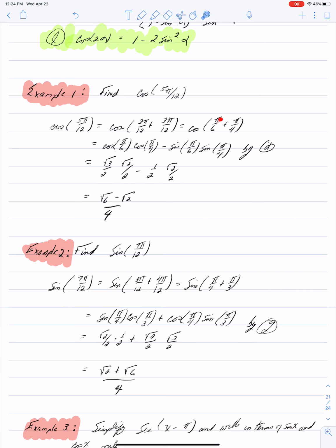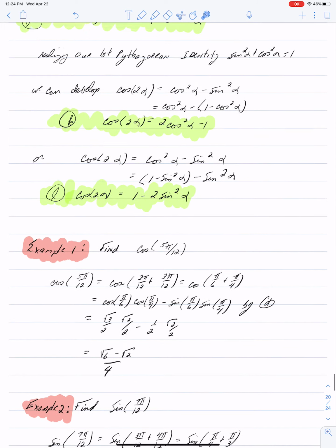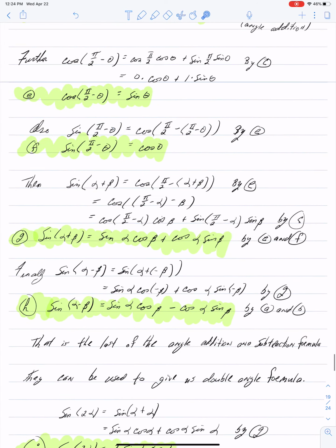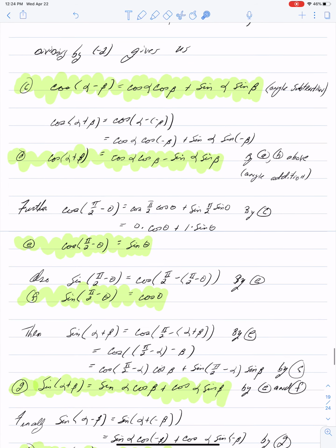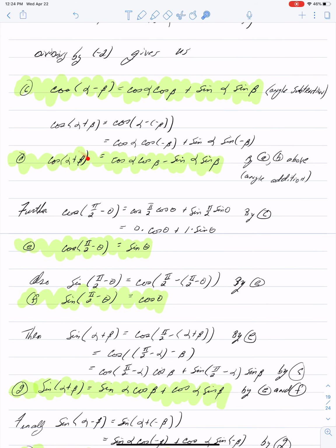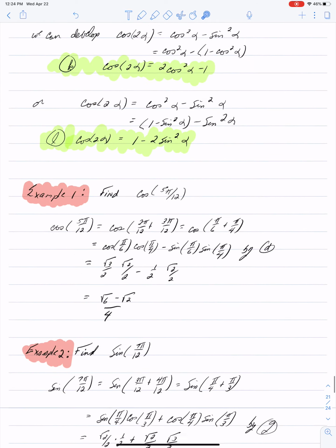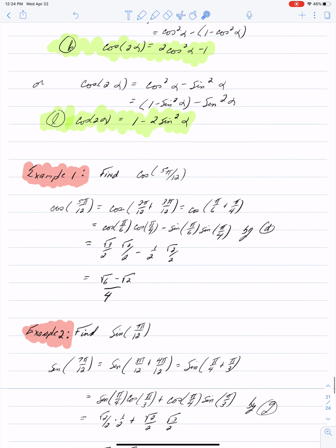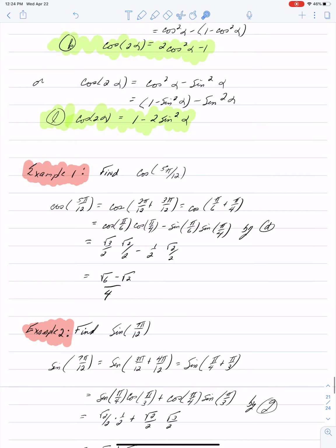Angle addition formula for the cosine, right? Which was D. Now if you go up here to D, angle addition for the cosine of alpha plus beta is cosine alpha cosine beta minus sine alpha sine beta. So I just plug things in. Cosine pi over 6, cosine pi over 4, minus sine pi over 6, sine pi over 4.